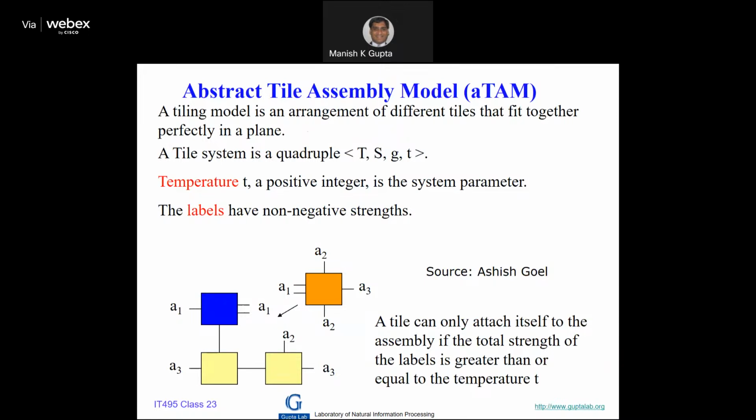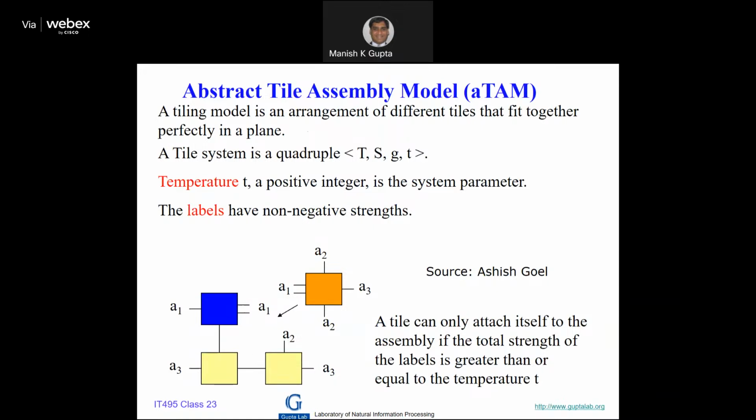Provided one more condition: a tile can only attach itself to the assembly, that is the initial assembly, if the total strength of the label is greater than or equal to the system temperature T. This system temperature I can predetermine. Normally in our computations, we take T equal to 2. Now, what is the combined strength here? 2 plus 2, 4, and 5 and 6. So the combined glue strength is 6, which is bigger than 2. So this tile will attach.